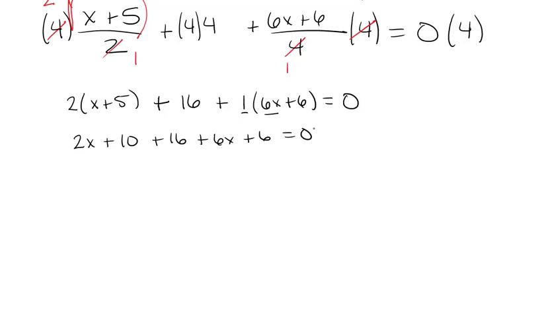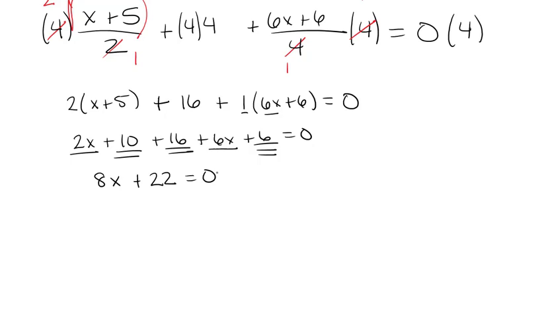Now our goal is to get the variable by itself. So let's keep x's on the left-hand side, and we're going to eventually move the numbers to the right-hand side. We have 2x and 6x that can be added together, and these numbers that can be added together. So let's first simplify: 2x plus 6x is 8x. Then 10 plus 16 is 26, plus 6 is 32, which is equal to 0.